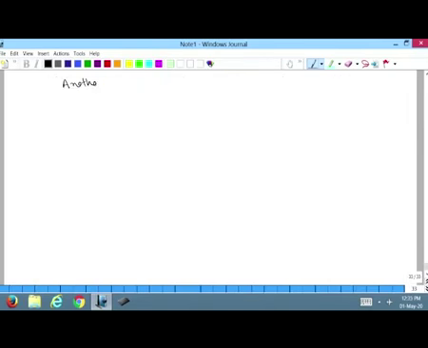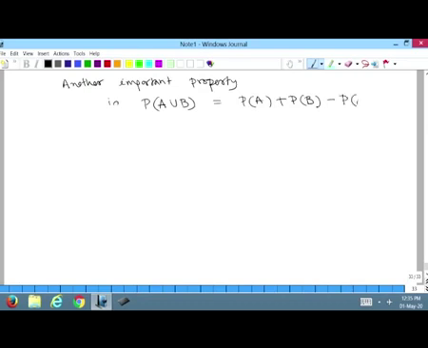Another important property is probability of A union B is equal to probability of A plus probability of B minus probability of A intersected with B. This can be shown like this.